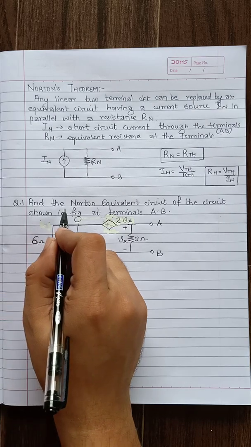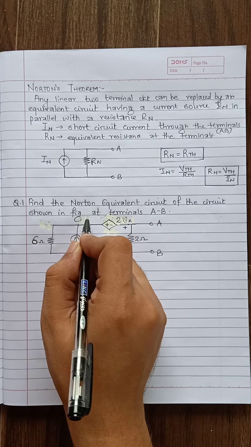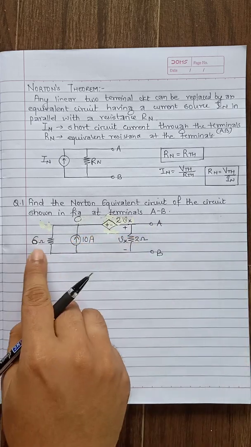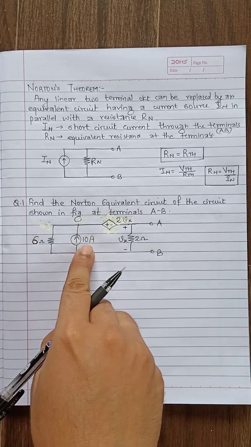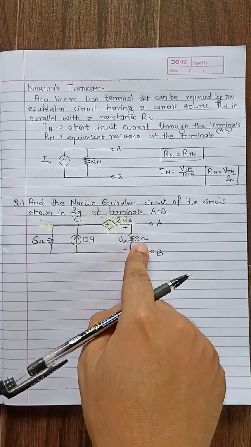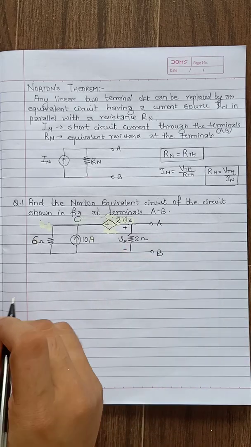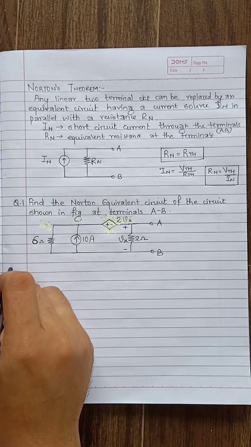Next question is to find the Norton equivalent circuit of the circuit shown in the figure at terminals A and B. The circuit has 6 ohms, a 10 ampere source, a dependent source of 2 times Vx, and 2 ohms, where Vx is the voltage across the 2 ohms. So we need to find the equivalent circuit across A and B.